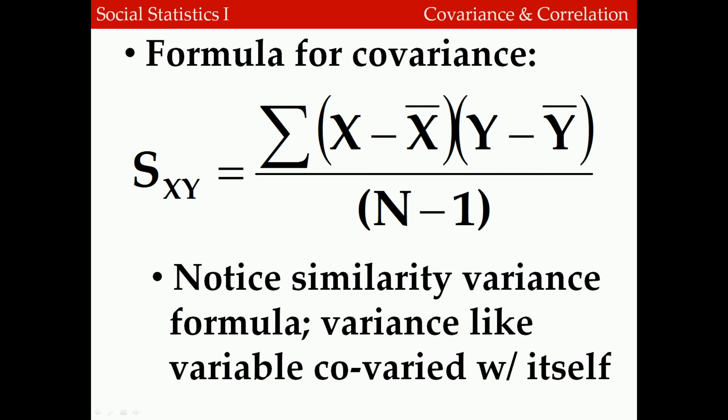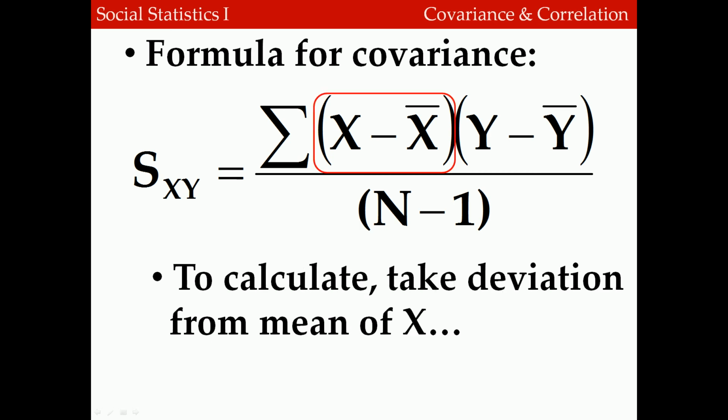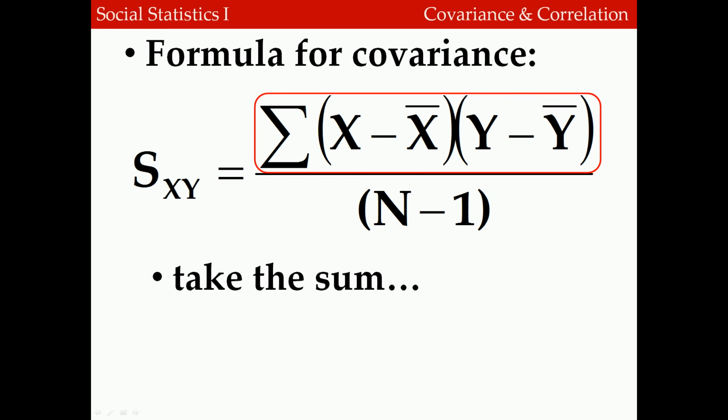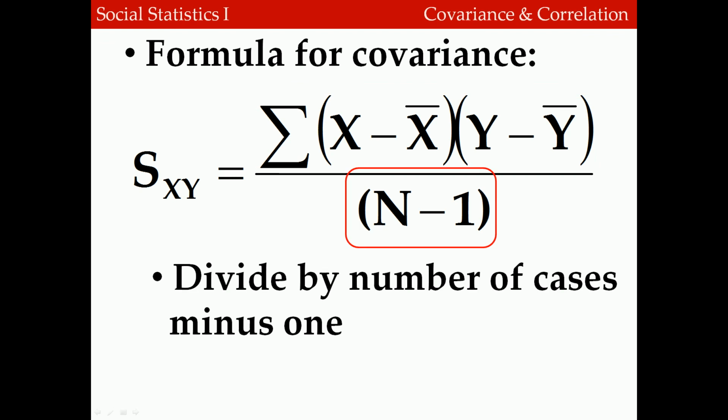Here's the formula for the covariance. In the numerator, we see that we have the deviations of the mean for one of the variables, x in this case, and the other variable, y. And what we do is we take the deviations for both of them, multiply them together, and then sum them. And then we divide that value by n minus 1.